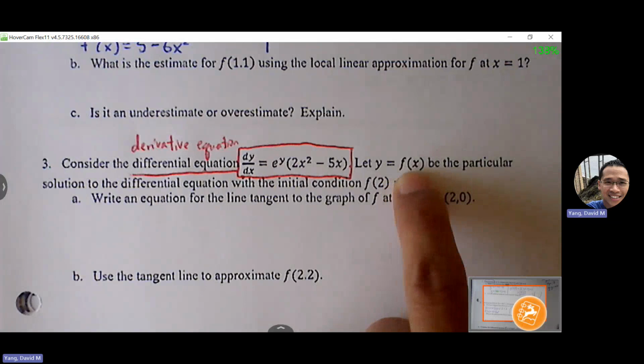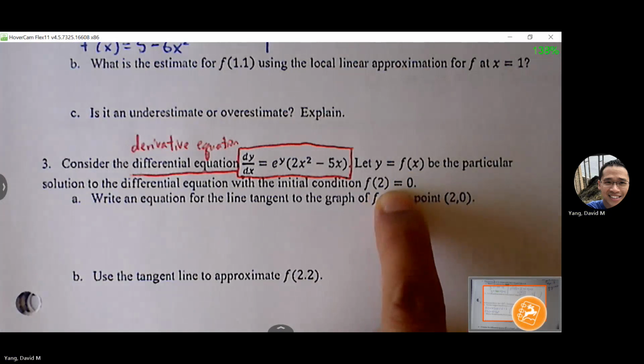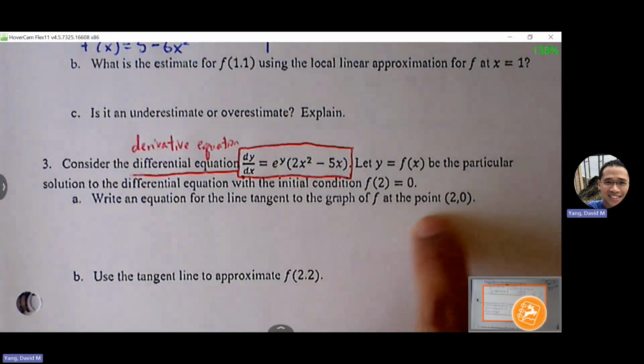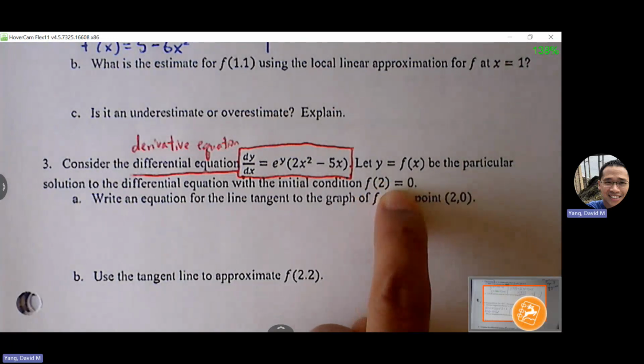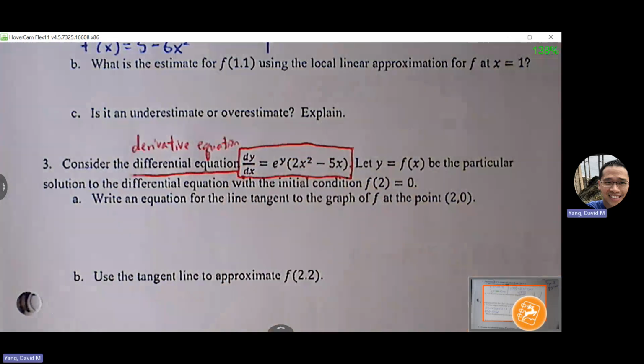So we have some function that we don't know the full detail of, but they do give us enough information. They tell us our ordered pair is (2, 0). So write an equation for the line tangent to the graph at the point (2, 0). So if I have the ordered pair, what can I do to find the slope? Plug into the derivative, right? My differential equation is my derivative.